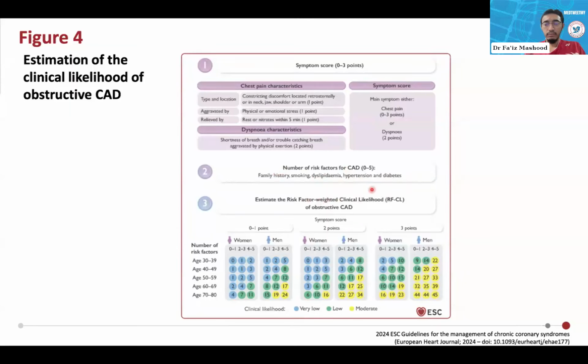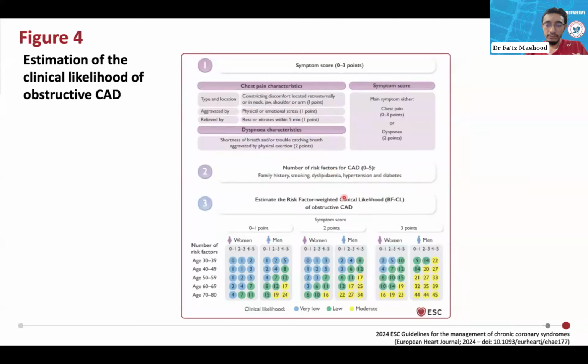And then number 3 is the modifier, later I will share. So, okay, let's say our lady here complained of angina, and she scored 1 point, in the sense that it's aggravated by physical and emotional stress. The rest are atypical, and she has no dyspnea. But at the same time, she has family history. So in terms of risk factor, she scored 4.